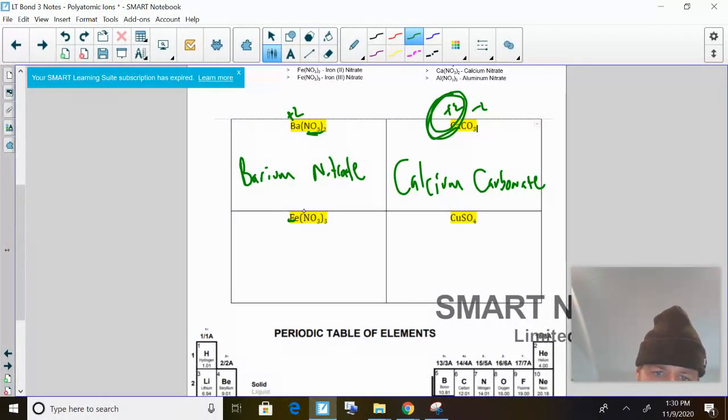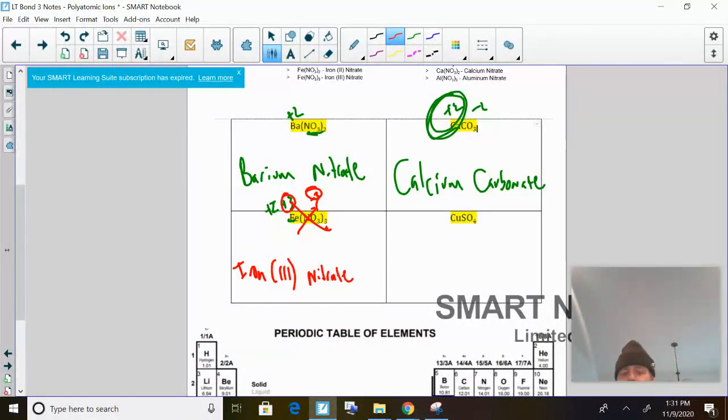All right, so iron can be +2 or +3. Well, nitrate is always -1. You could say, well, I have 3 of them, so it's -3. Therefore, it's got to be +3. Or you could crisscross on up, and that'll give you your answer. Okay, so iron 3, Roman numeral, nitrate. Cool. Okay, pause the video here, see if you can do this one.